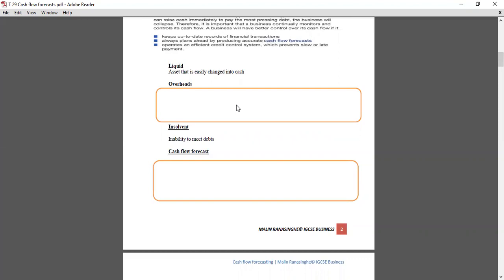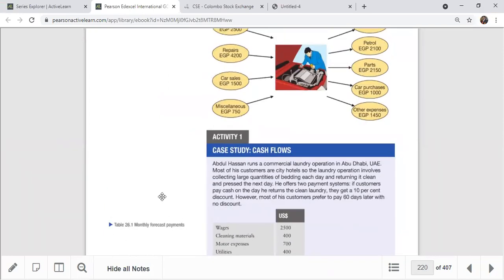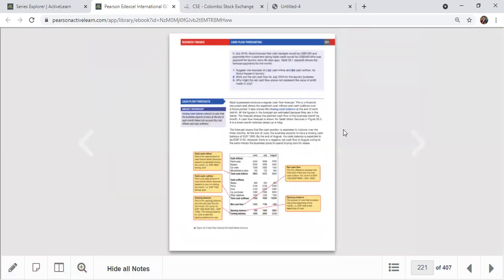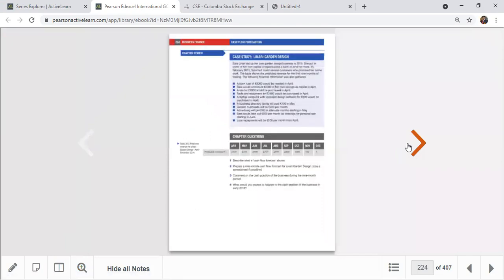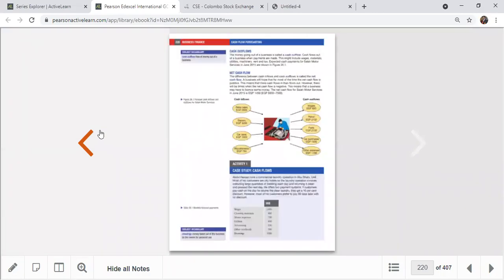The insolvent definition is given, and the cash flow forecast. So what is the cash flow forecast definition? You can find the main definition in the textbook. A cash flow forecast is a statement that summarizes the money coming in and going out of the business organization. It is a proper statement which summarizes money coming in and going out of the business. That's the cash flow forecast.